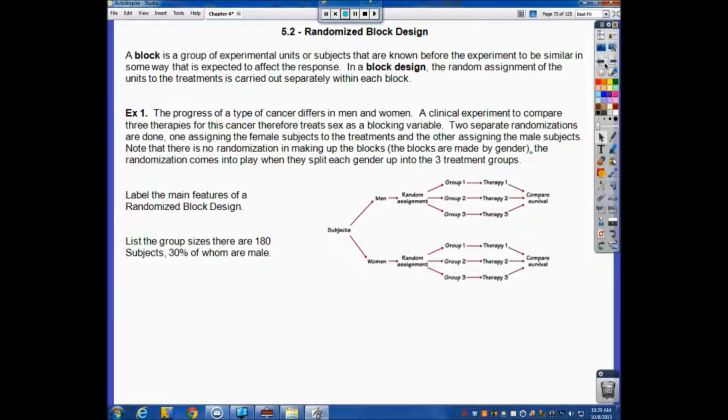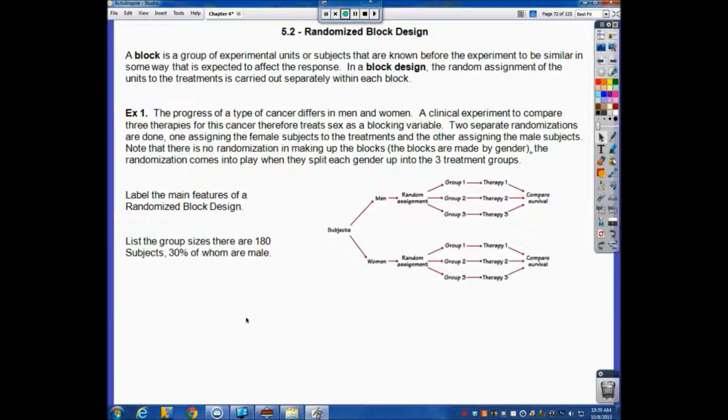Okay? So it says a block is a group of experimental units or subjects that are known before the experiment to be similar in some way that is expected to affect the response. In a block design, the random assignment of the units to the treatments is carried out separately within each block. So when you look at a block design itself, it looks like you're doing the experiment multiple times within each block, within each strata, if you want to kind of think of it that way. So again, instead of strata, we have blocks.